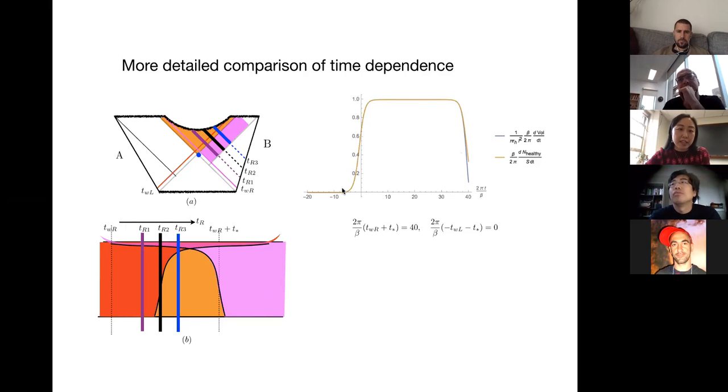This basically explains why earlier we found a good match of the total space-time volume of the post-collision region and the total number of the healthy gates here, because the total volume of a post-collision region is the integral of this blue line here. The total number of healthy gates is the integral of this. We see a more detailed match here.